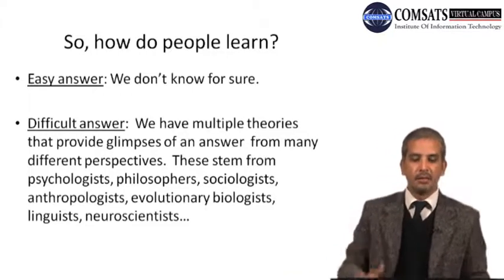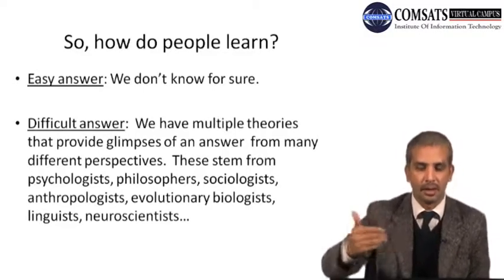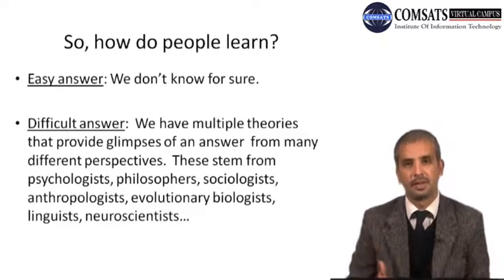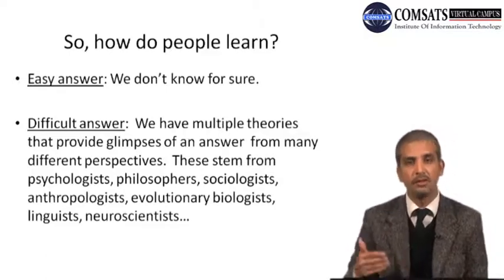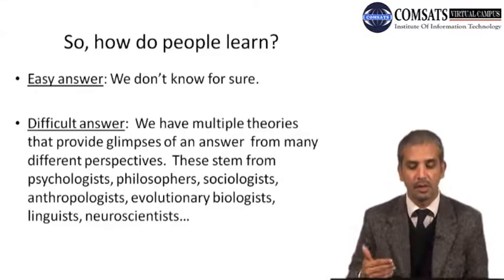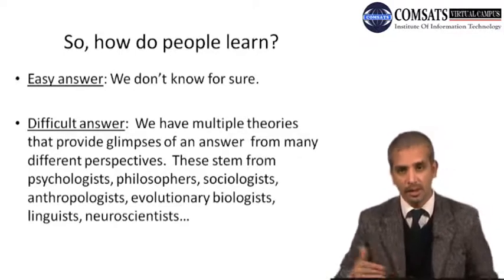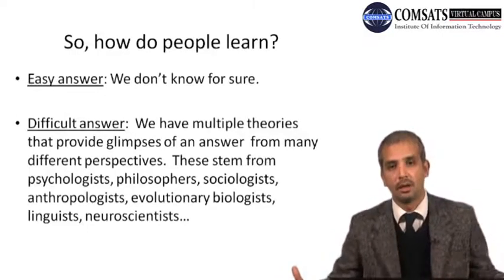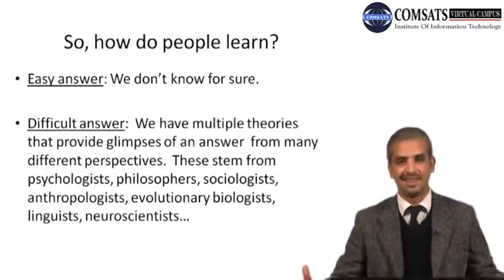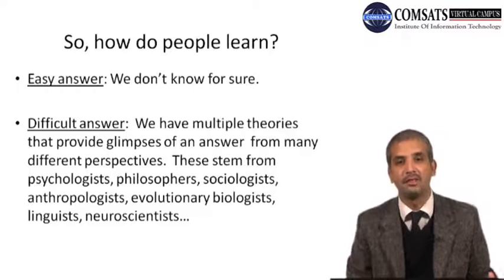So we have multiple theories which provide us some aspect of the learning process from different perspectives. And these theories stem from, for example, the field of psychology, sociology, philosophy, anthropology, evolutionary biology, linguistics, and neuroscience. So all these types of individuals work on these theories, on how people learn. As I said at the start, this is a topic which is most widely researched, and this is the reason that it is being researched in so many fields.